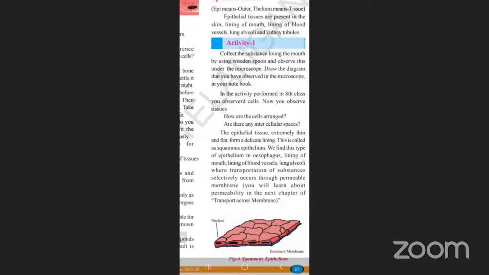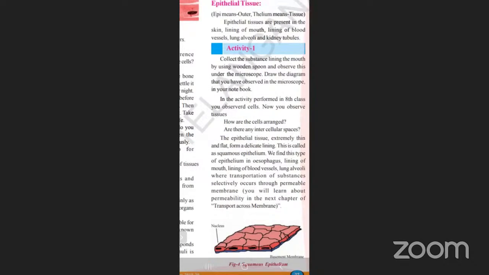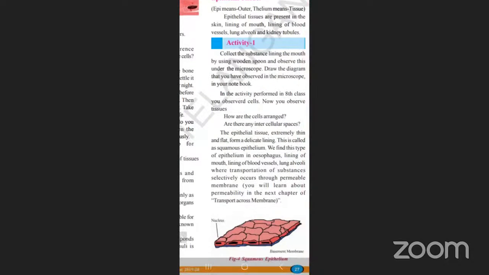That's why you have to draw what you have observed under the microscope in the observation book. In the notebook, instead of a notebook, I am using an observation book, right? Because if we keep a separate observation book, it will be better, I think, because we have many activities.